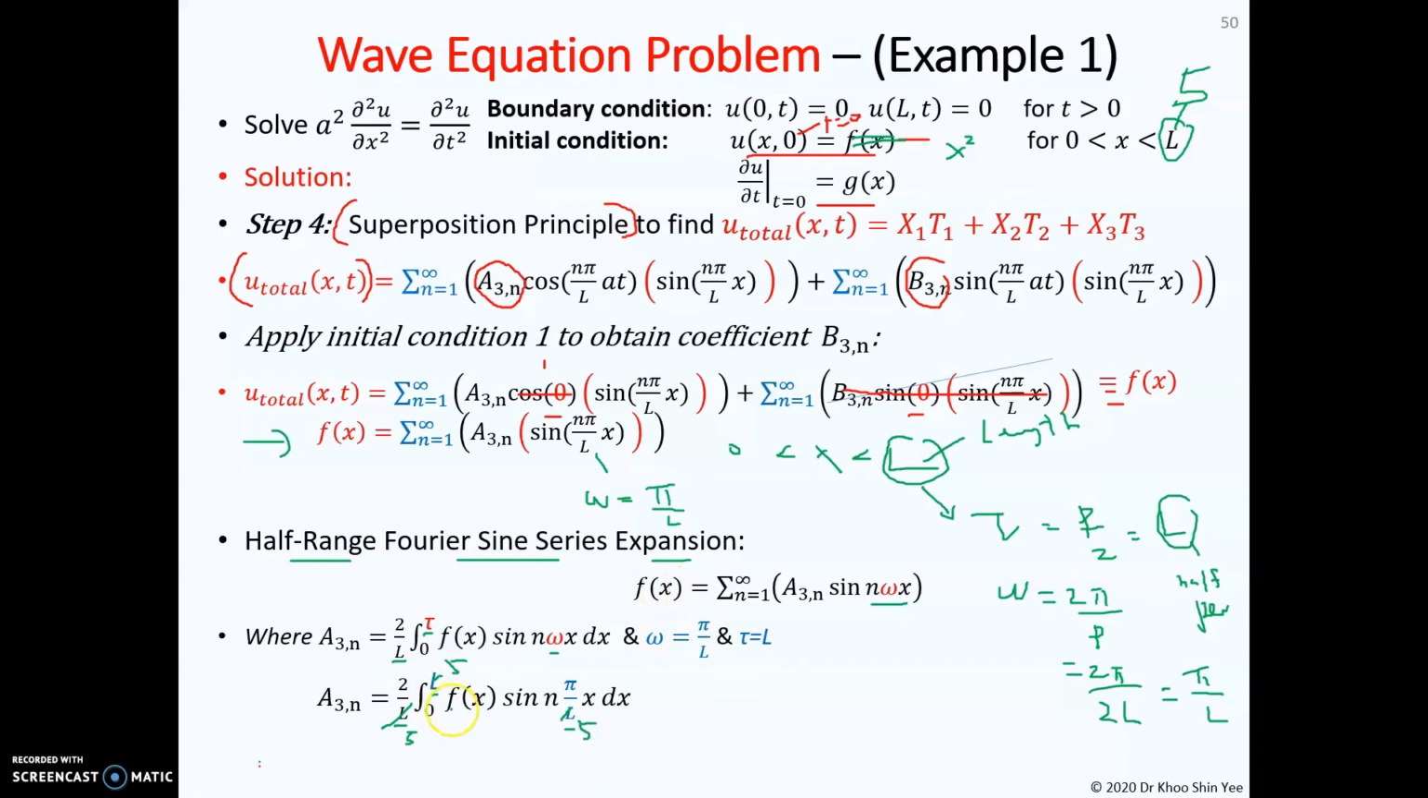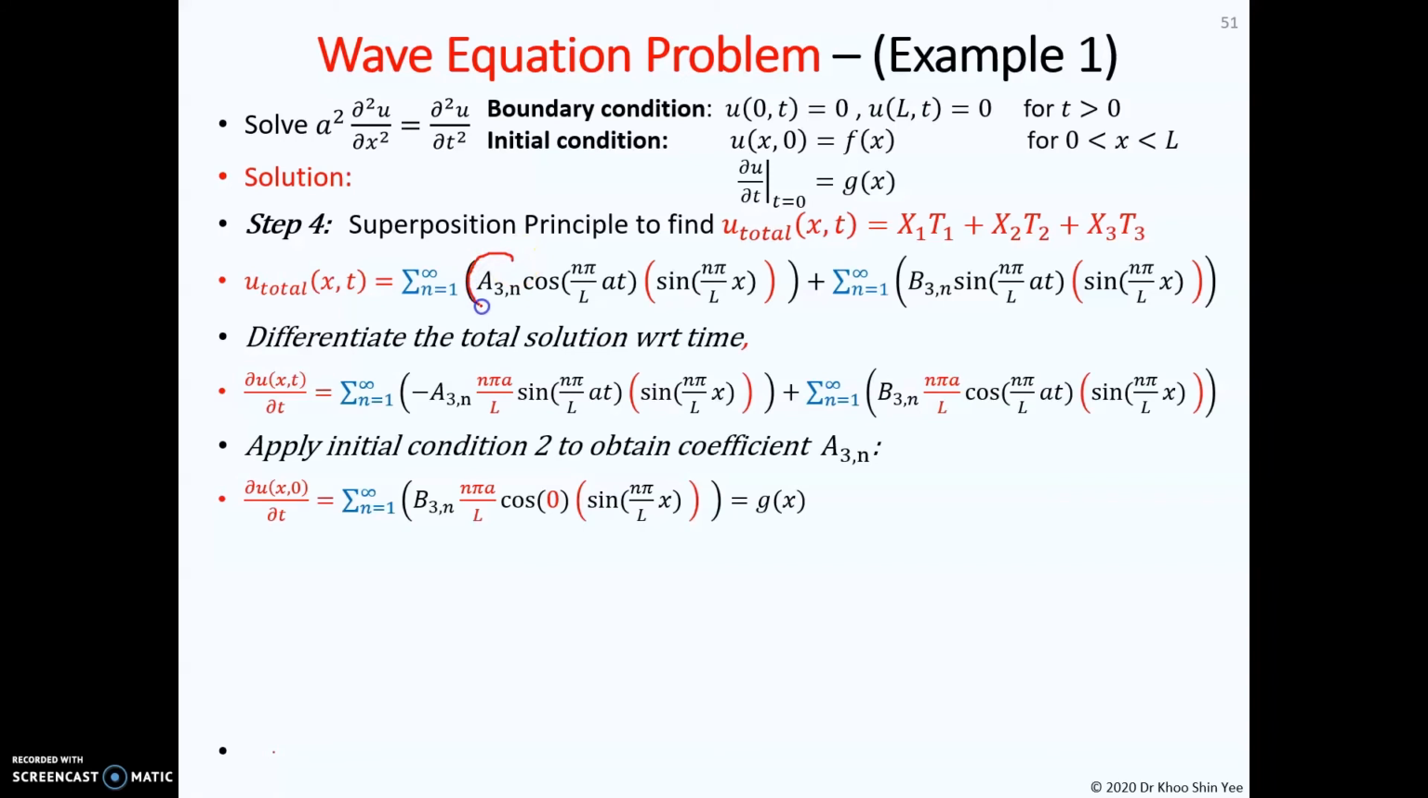And your f(x) function here will be equal to x squared. So after you solve this, you should obtain your coefficient for A_n. Previously, you succeeded in finding the A coefficient here. Next, we are going to find the second coefficient.